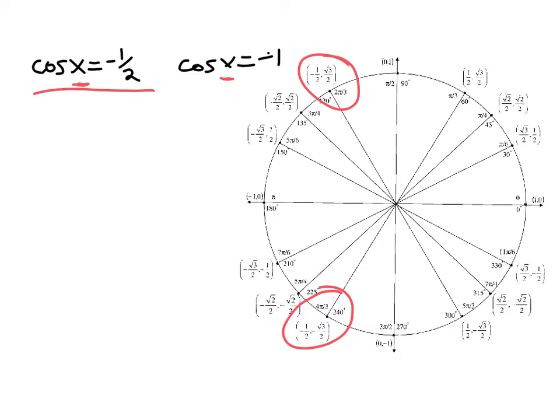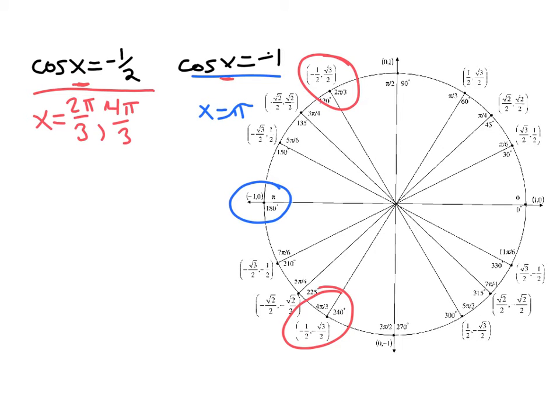And the problem said x is between 0 and 2 pi, so we're going to use radians here. So here's two solutions, 2 pi over 3 from that quadrant 2 solution, and 4 pi over 3 from that quadrant 3 solution. Okay, and then cosine x equals -1, that's right here, when x equals pi. And so there's your complete solution set.